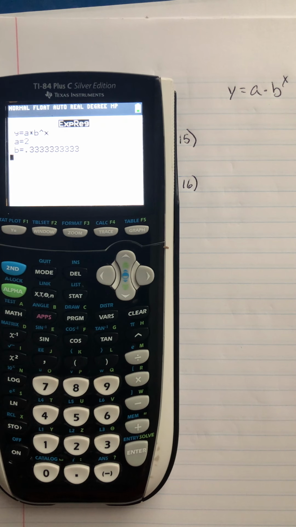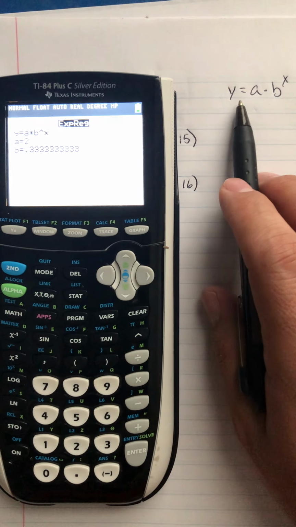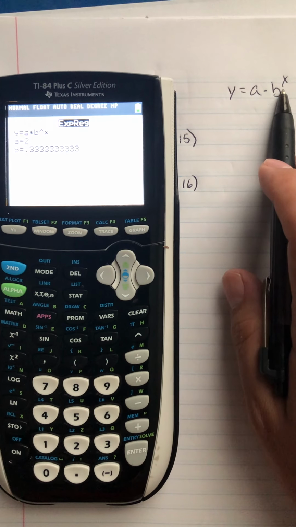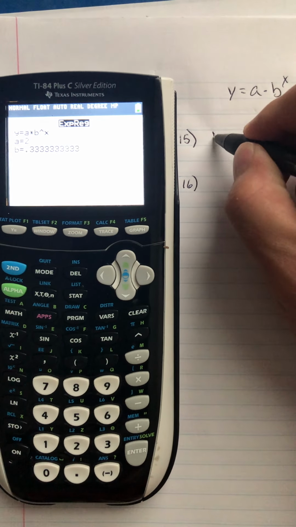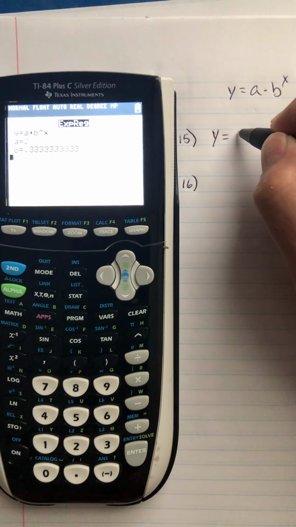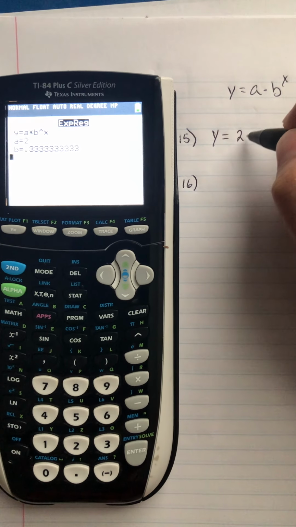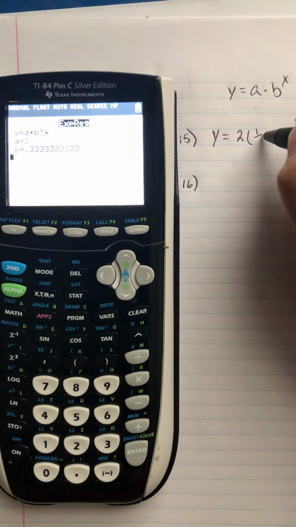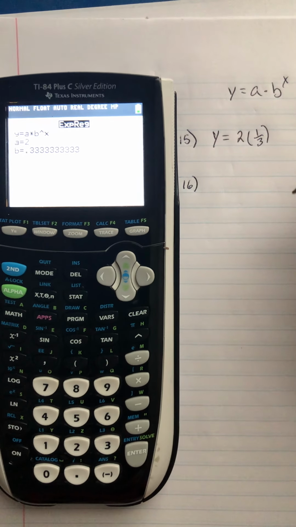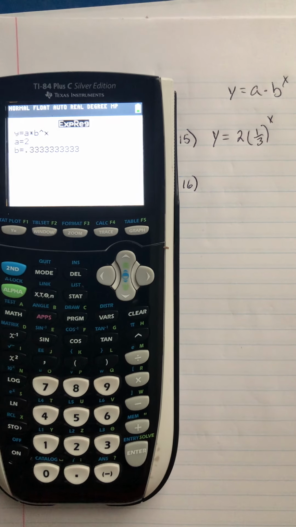And so our equation needs to be in the form y equals a times b raised to the power of x. So for 15, y is equal to 2 times, this is basically 1/3, so you can put 1/3 or 0.3 repeating, raised to the power of x. Okay, and so then we're going to do the same process for number 16.